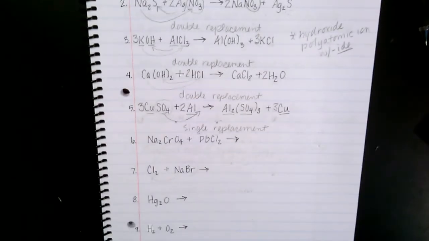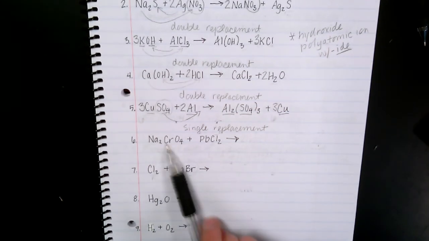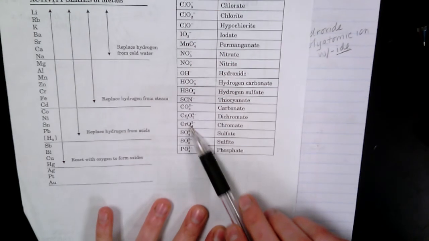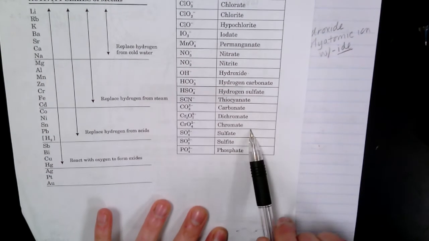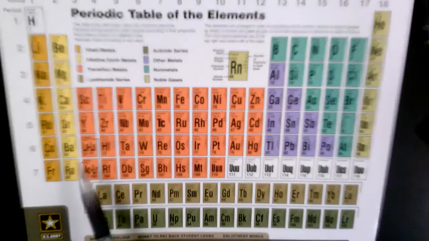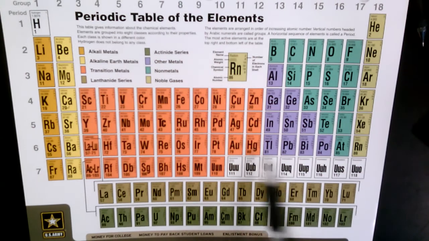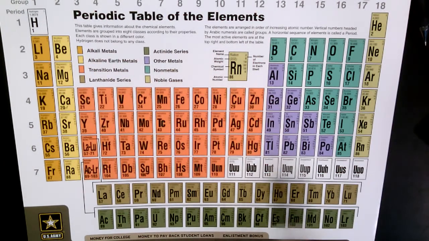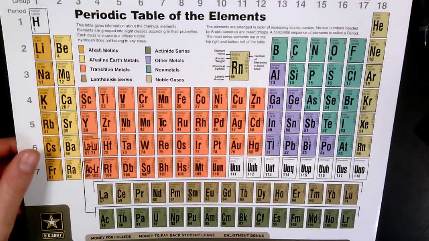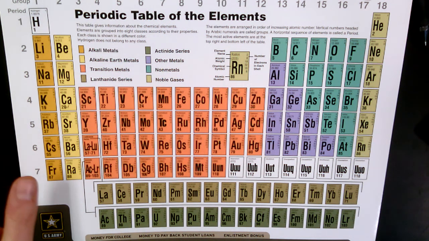Okay, so the next one, we have sodium and CrO4. So CrO4 is on your chart. CrO4 with a 2 negative charge, that is chromate. And lead chloride. Now, most of your transition elements and some of these metals over here can have multiple charges. Lead is one of those. And whenever you see it written out, it will be shown as a Roman numeral. That will be its positive charge, because remember, all the metals have a positive charge.